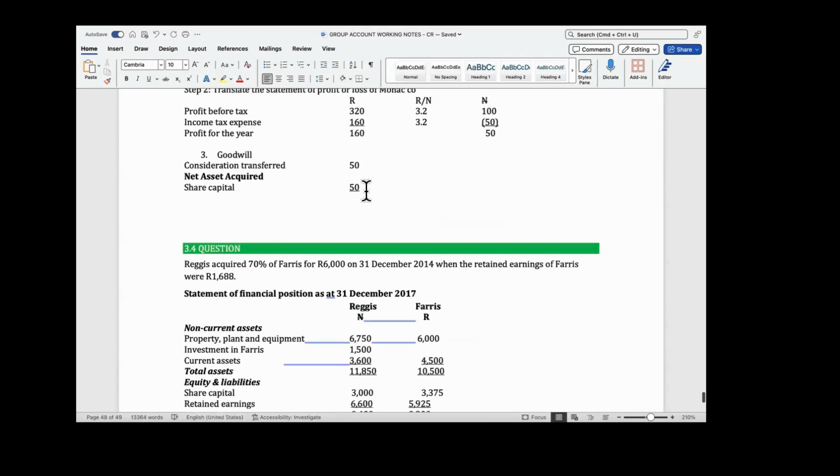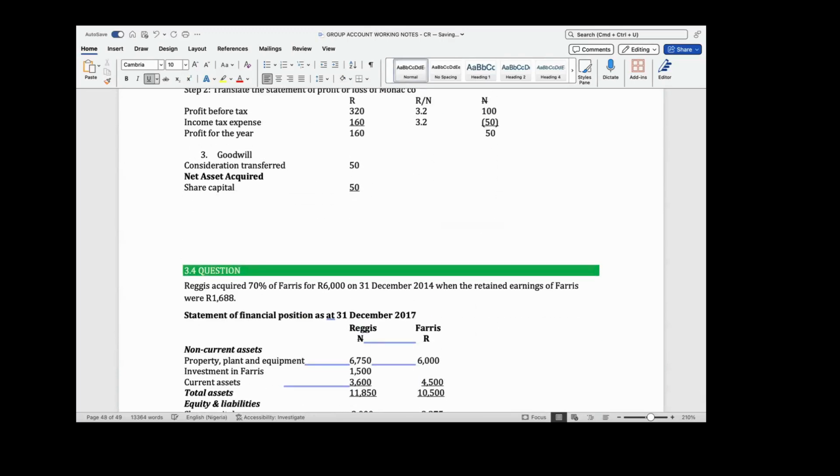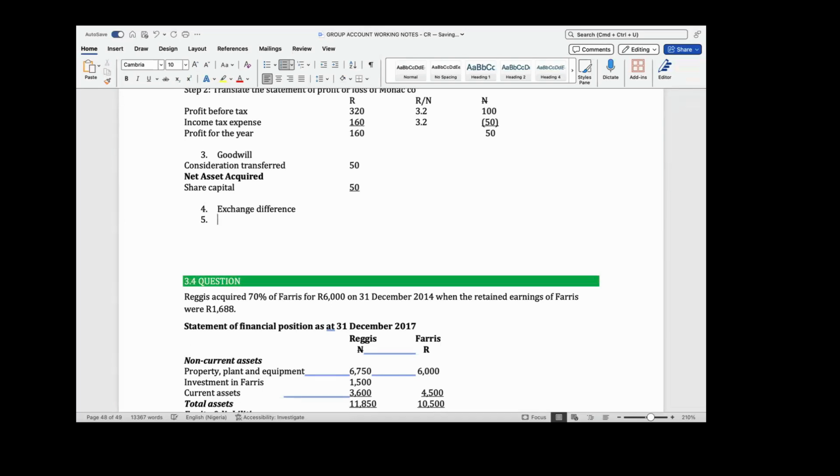Additionally, we will then need to determine what we call exchange difference. Nobody will ask you to do this, and they might if they are nice, but it's something that you need to always check if it's there or not. You have to check without being told. So how do you determine exchange difference?